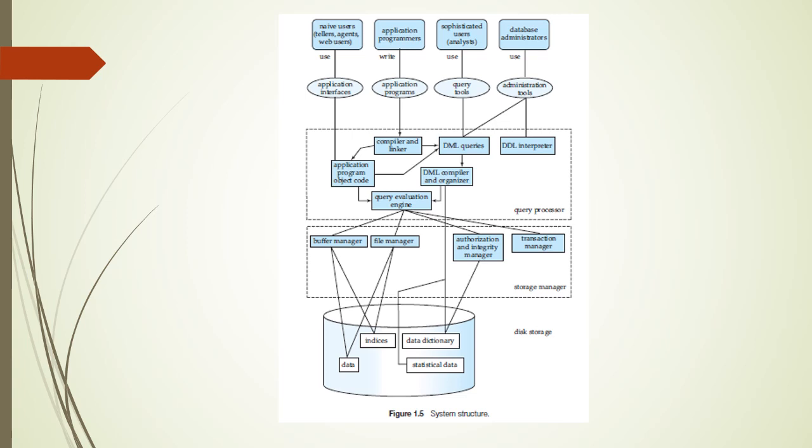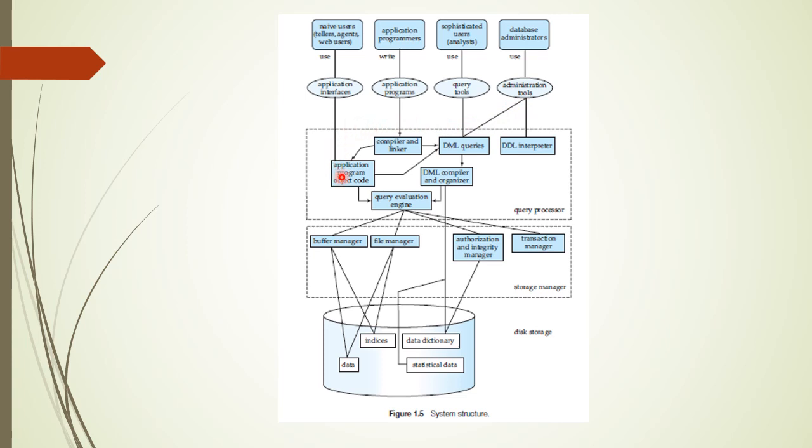Now this is a system structure, and in this system structure you will see naive users, application programmers, sophisticated users, and database administrators. That is, we have seen the types of users of a database management system. So these are the types of users and what they do. Naive users use the application interfaces. Programmers write the application programs. Sophisticated users, also called analysts, use the query tools, and the database administrators use the administration tools.